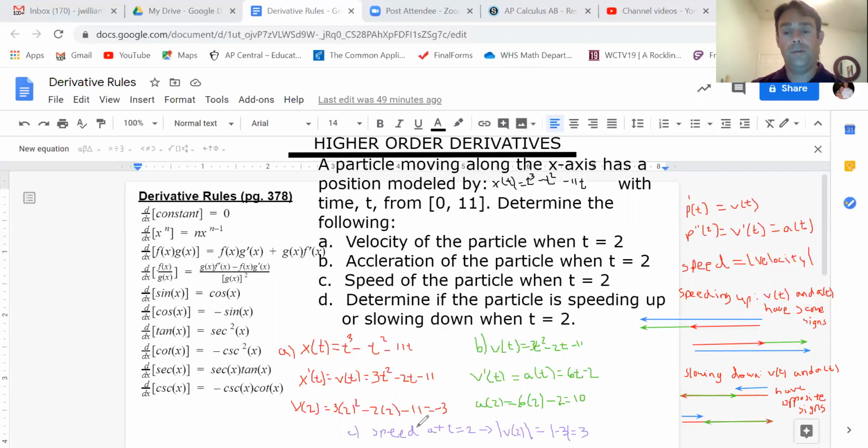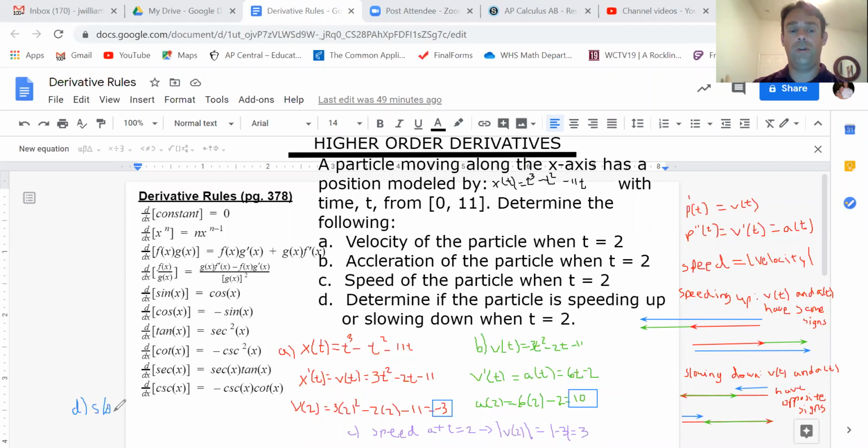Have opposite signs. All right, so let's take a look at this. Part D, is the graph speeding up or is the graph slowing down? So this is where we're going to go through here now. We're going to look at what our velocity was. The velocity was a negative value. The acceleration was a positive value. Therefore, we would say that it is slowing down.